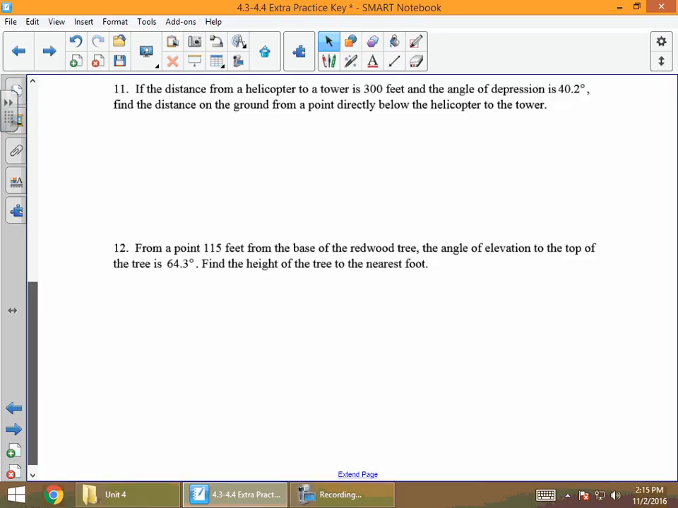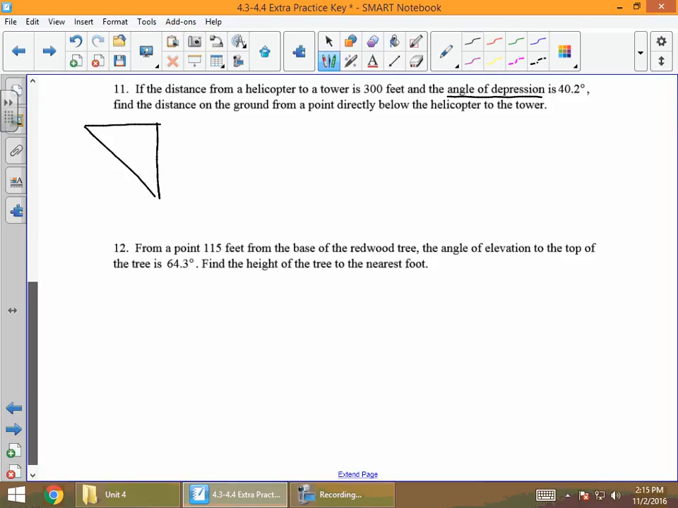Number 11: if the distance from a helicopter to a tower is 300 feet and the angle of depression... That's going to just tell me how I'm going to draw my triangle. I'm going to draw my triangle upside down. So I have an angle of depression. Okay, so up here is my helicopter, and down here is my tower. It says the distance from the helicopter to the tower is 300. So that's 300. The angle of depression is 40.2. Find the distance on the ground.